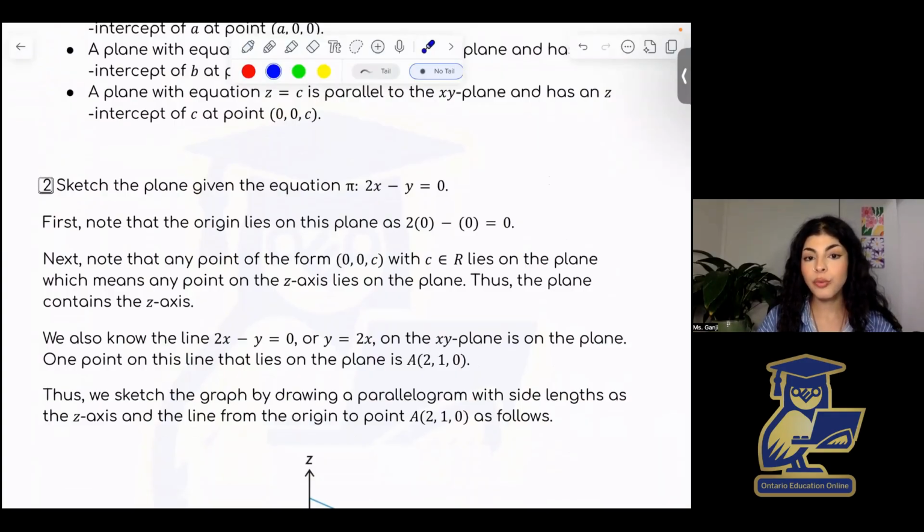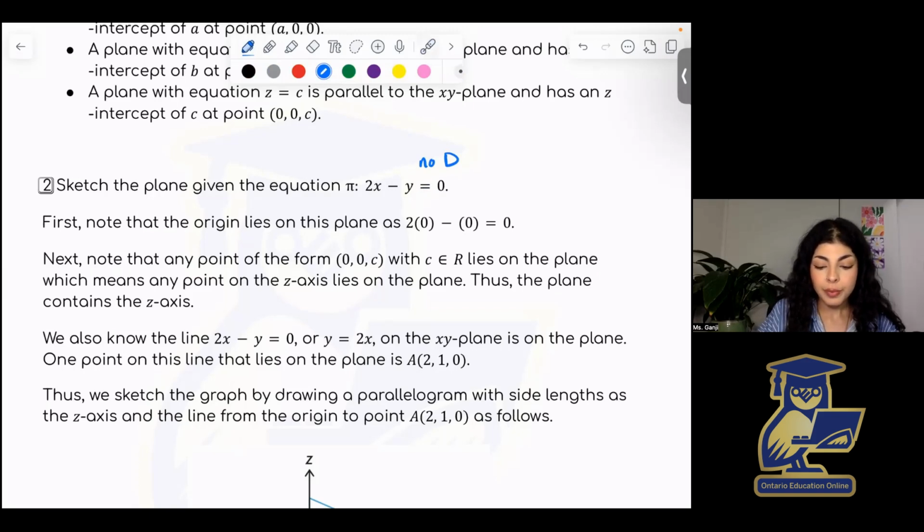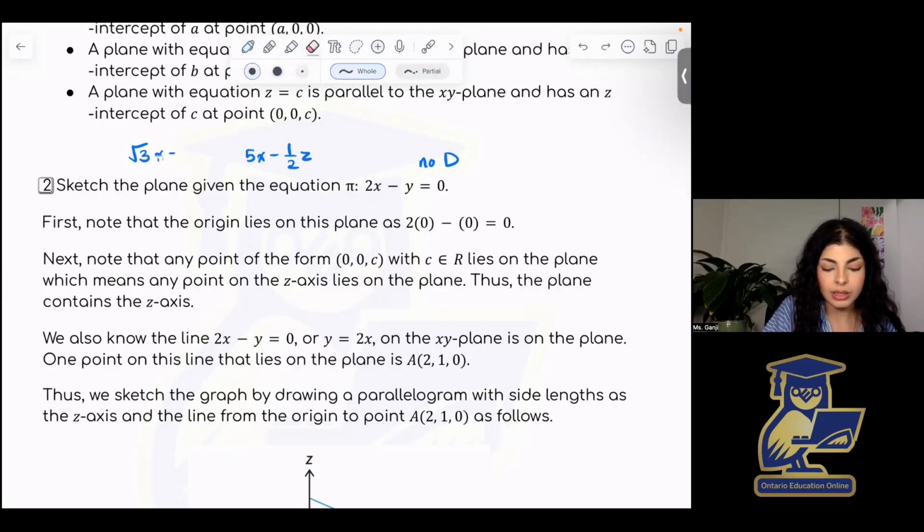Now, the second type of equation that you will see and you will be asked to sketch is when you have two variables defined. So here we have x and y, and so there's no z, and there's also no d component here as well. So that d scalar, we do not have a d here. So the first thing we know, and this will work for any of these types of equations, so even if you have 5x minus half of z, or if you have square root of 3 y, and then just minus z.